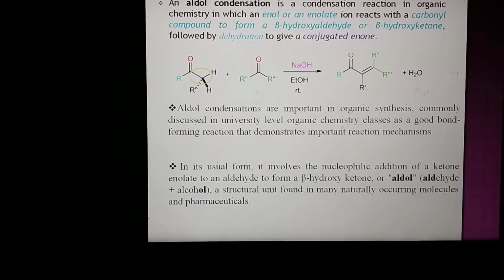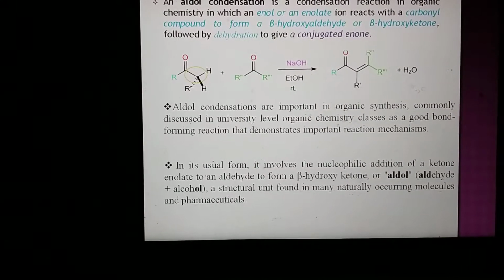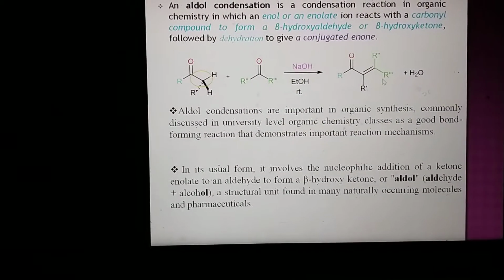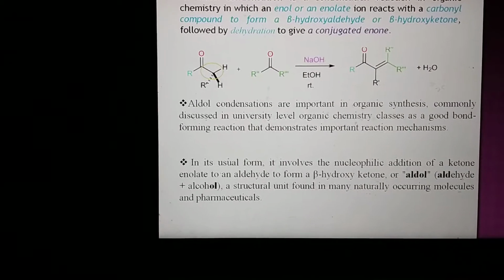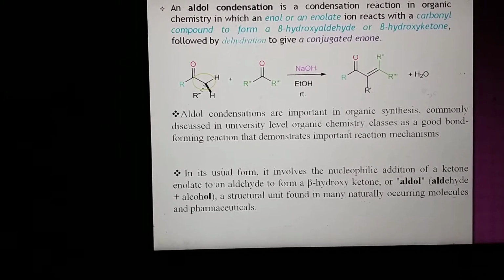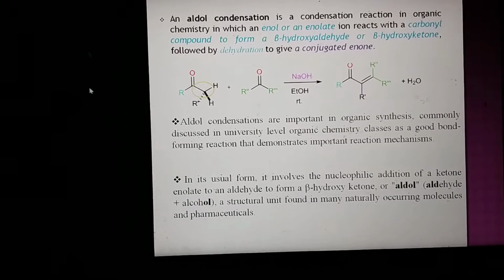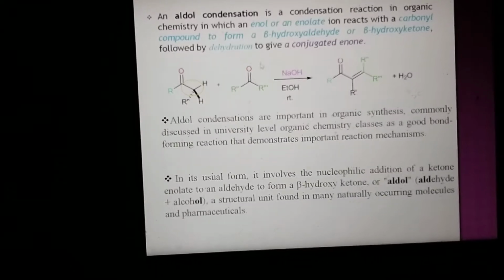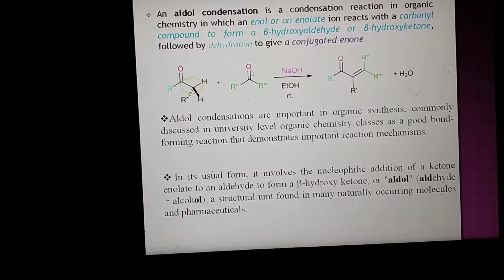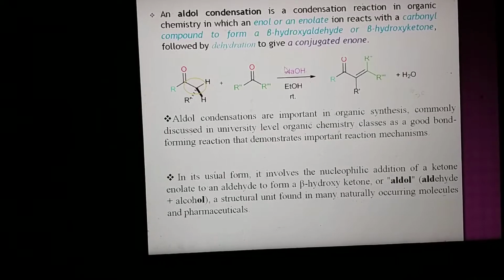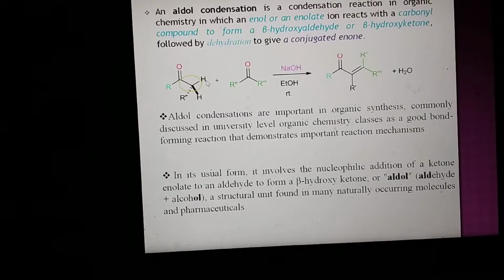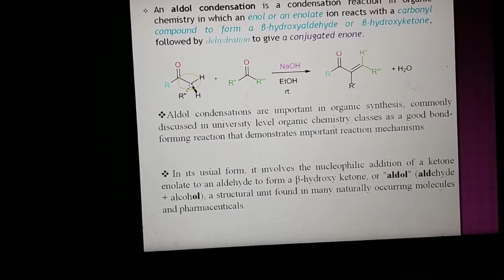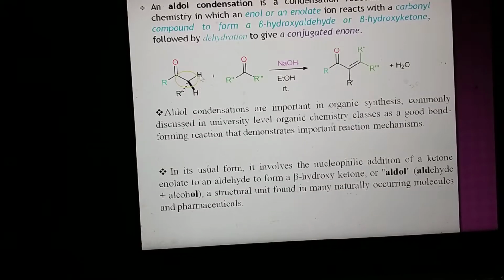So I have explained that it is a type of condensation reaction, and in this, first of all, an enolate ion is formed, and this enolate ion reacts with a carbonyl compound. This carbonyl compound is electron deficient, you can say an electrophile. Since base is added here, OH minus abstracts this hydrogen, which is the alpha hydrogen, because it is present near C=O. Any hydrogen present near C=O is called alpha hydrogen.